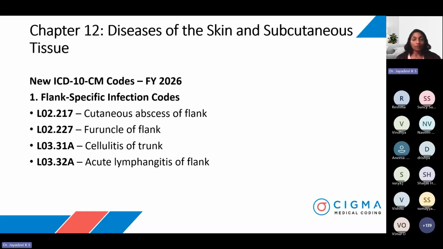Moving on to chapter 12. Okay, new ICD-10-CM codes for FY, that is fiscal year 2026. Here, there are new codes. See, there were no actual codes for flank-specific infection. Most of the codes, you can see these flank-specific infection codes. So L02.2 in the category of different flank conditions. Flank, you know what the word flank is. It's the part between, it's the sides, the abdominal part, the sides, the flanks.